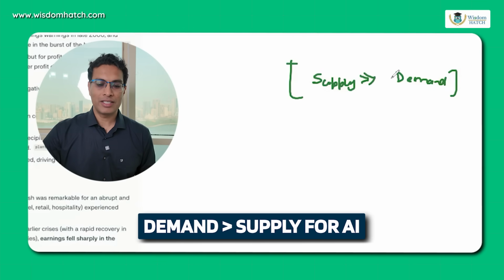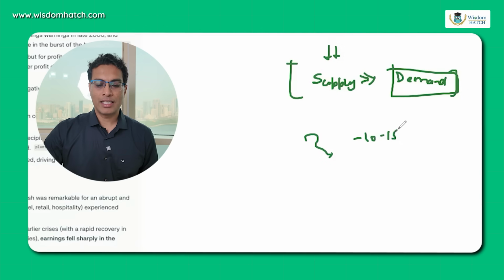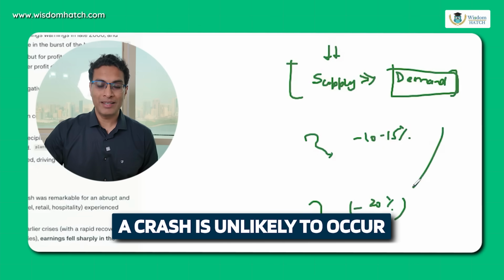It doesn't look like it, because the demand is way too high compared to supply, right? There can be small corrections. Corrections means that, okay, a 10-15% correction happened and all that. But a crash means more than 20%. Is that going to happen? That looks unlikely because of an AI bubble popping.